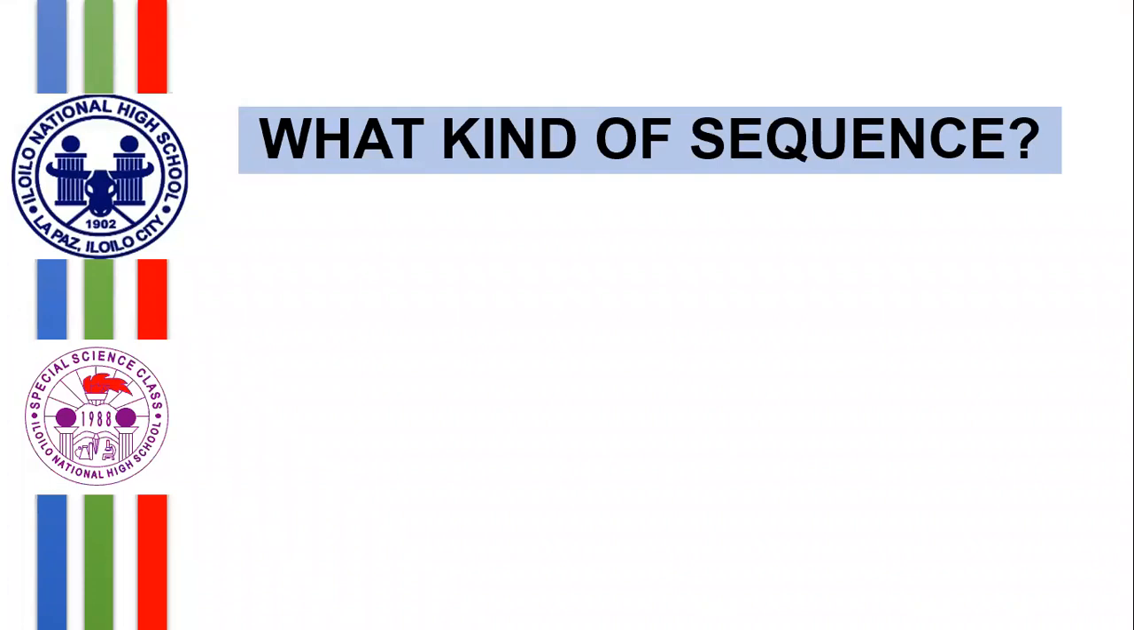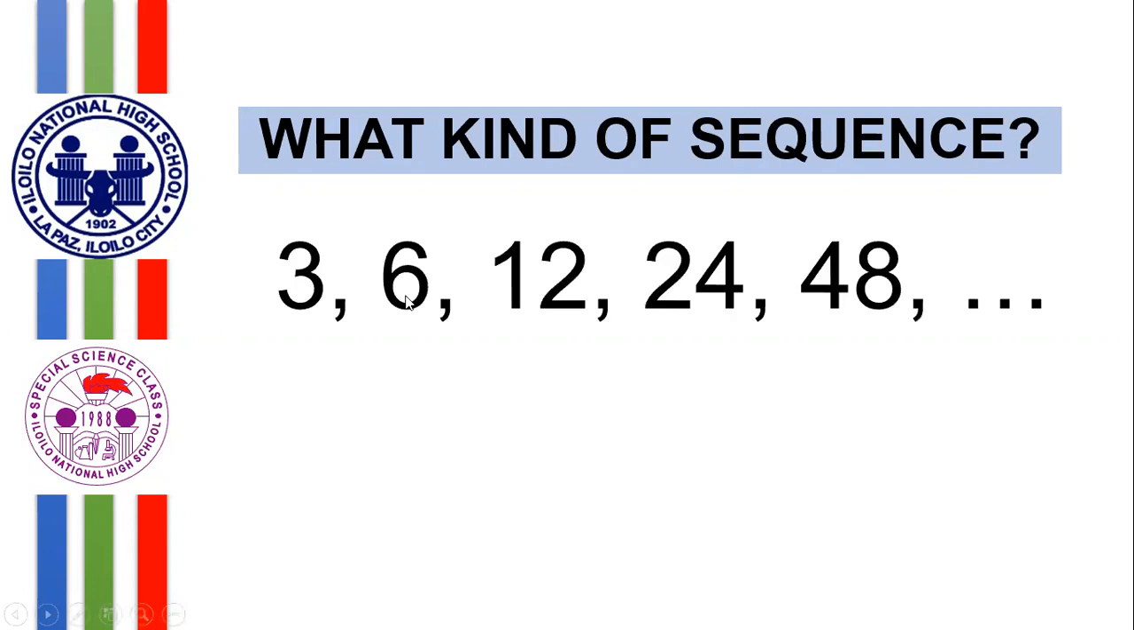All right. This time I will give you this question. What kind of sequence is the following? If I have 3, 6, 12, 24, 48, and so on, how did we get the second term, the third term, do you think? And so on.